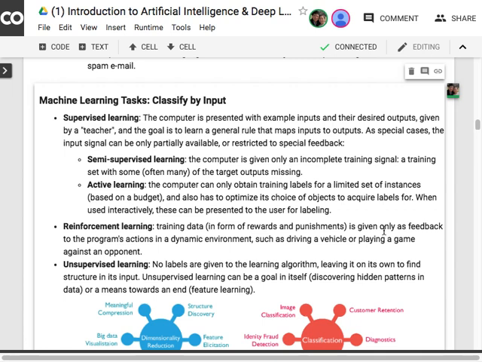And the second big class of machine learning is reinforcement learning. Okay, so we give them training data with both reward and punishment, giving back only feedback on the program's actions in dynamic environments, such as autonomous driving or playing game AI. These fall under reinforcement learning.